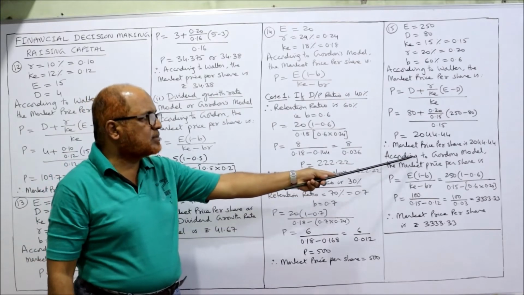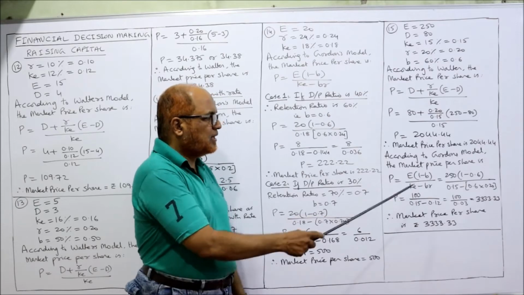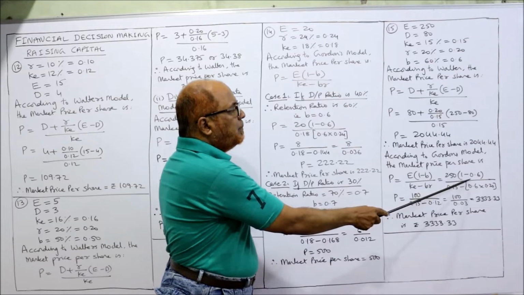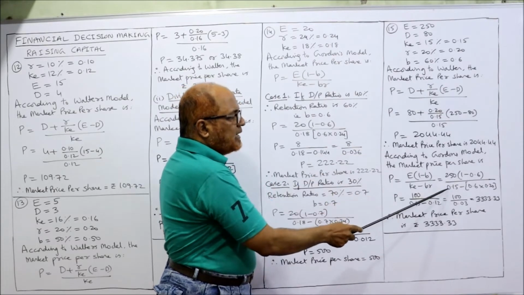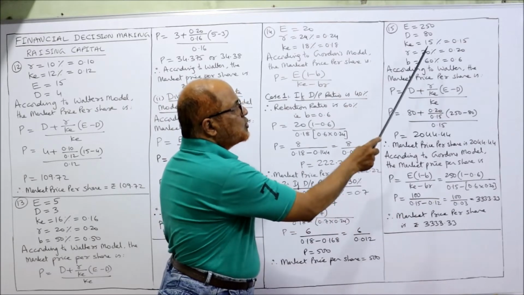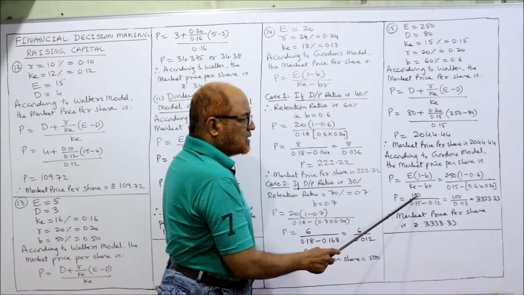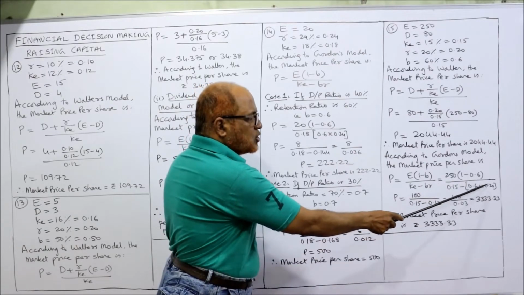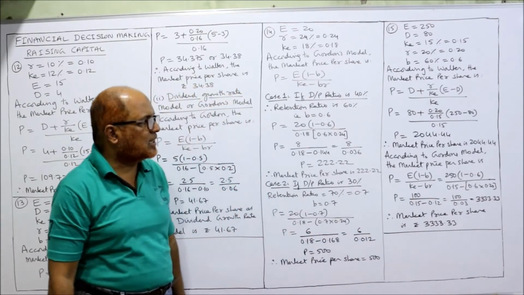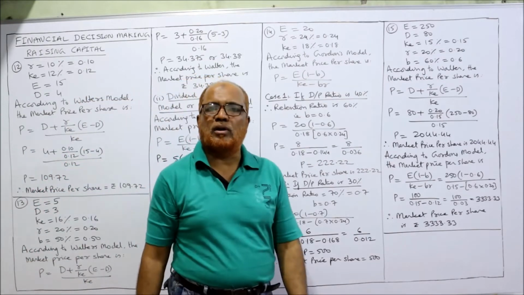Now according to Gordon's model, the market price per share is P is equal to E into 1 minus B divided by KE minus B into R. E is 250, B is 0.6, KE 0.15, R 0.2. Now 1 minus 0.6 into 250 you will get 100. Then 0.15 minus 0.6 into 0.2 is 0.03. So 100 divided by 0.03, it comes to 3,333.33. That is the market price according to Gordon's model.